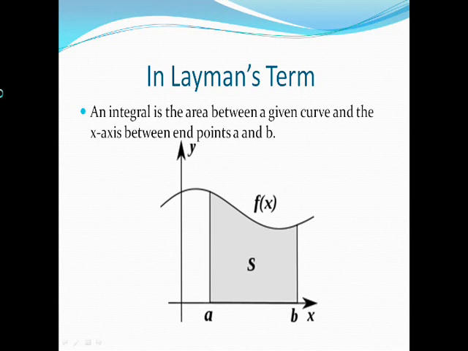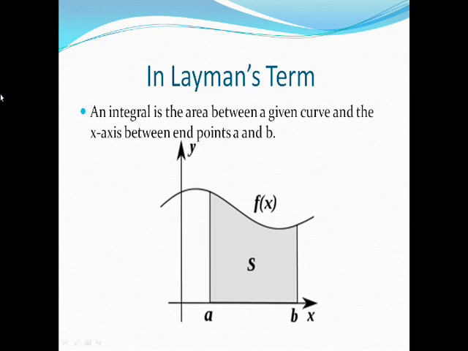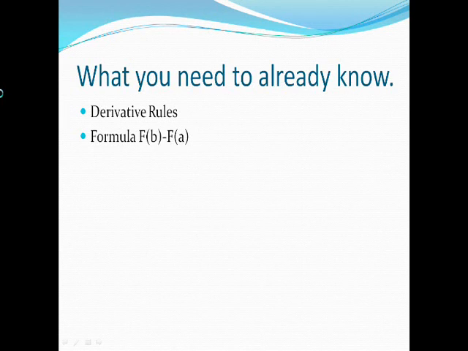An integral is an area between a given curve and the x-axis between endpoints A and B, also known as bounds. So if you look at the graph down here, the S is your integral between endpoints or bounds of A and B under the function line and above the x-axis. It's kind of like solving for an area. What you need to already know is just basic derivative rules, so power rule, because that's all I really want to do today, and cosine and sine, and the formula for after you take the antiderivative: f of b minus f of a.